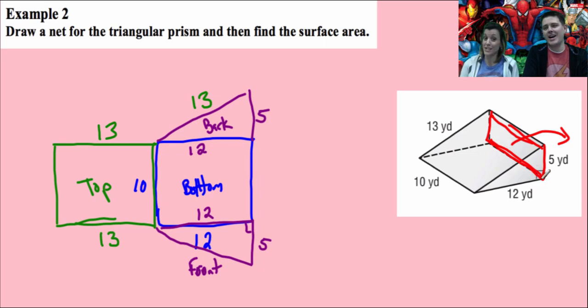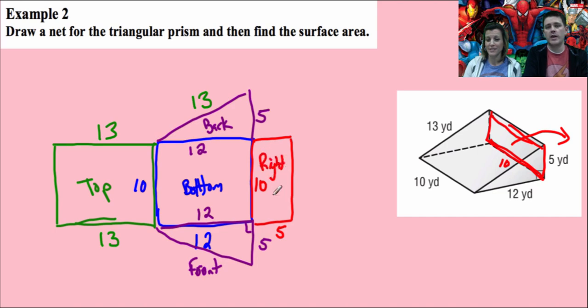So it unhinges from the bottom, and it shares that common edge of 10. So here's our 10. And then it folds out to that height of 5. Think of this one kind of like our rectangular prisms. These corners match up with each other. And we're going to call this the right, or the side.